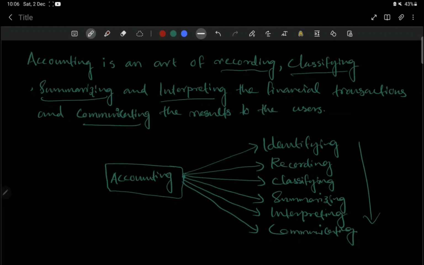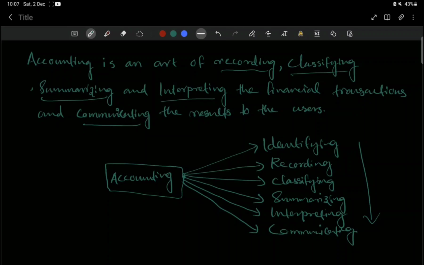So first of all, accounting involves identifying the financial transactions and events, then recording the transaction, classifying the transaction, summarizing the transaction, and interpreting and communicating it. So these are the basic processes of accounting. I will start with the identification, right?